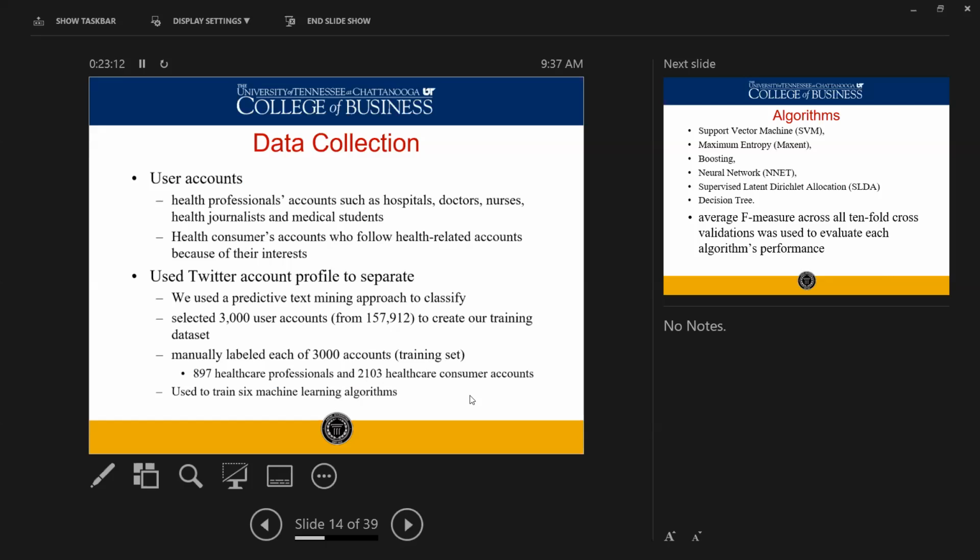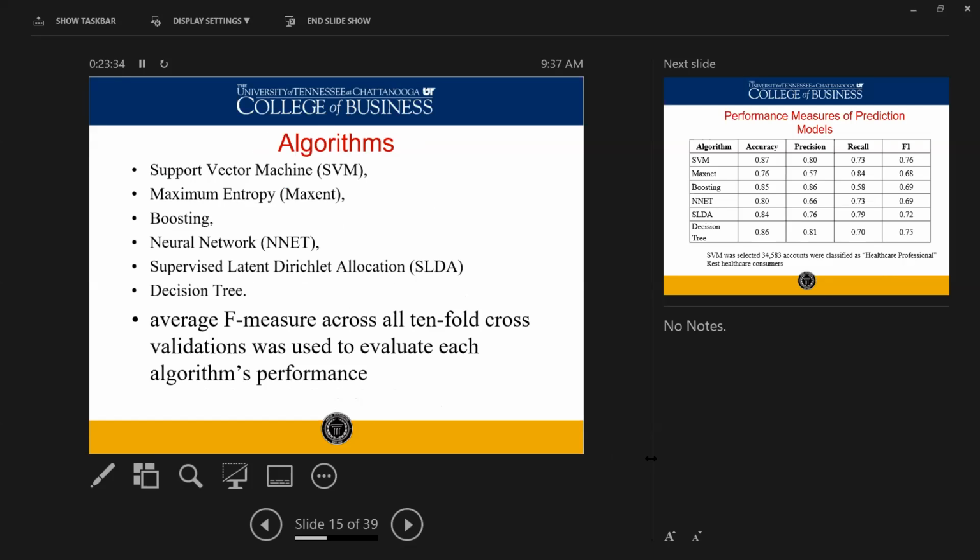And then we used this training data to train machine learning algorithms to do this for us for all of the 157,000. That was the whole reason for developing this machine learning algorithm, so we don't have to manually go through these 157,000 accounts and classify them. We could use the machine learning. So we trained 6 machine learning algorithms: SVM, support vector machine, maximum entropy, boosting, neural network, SLDA, and decision tree.